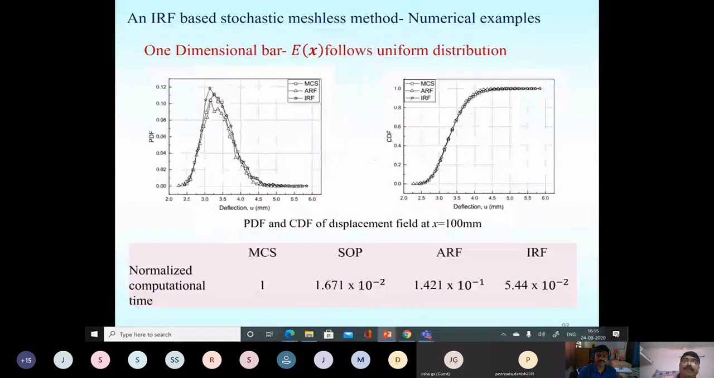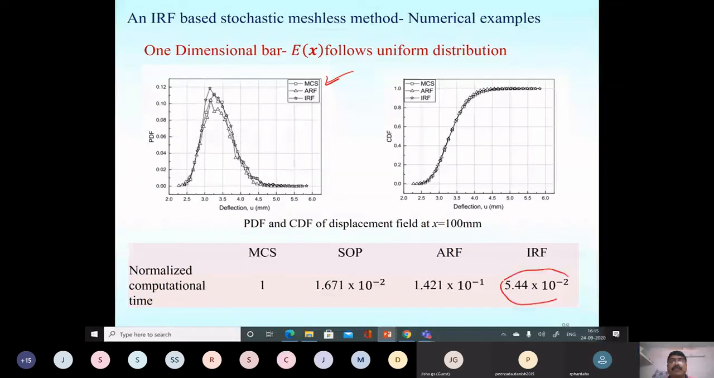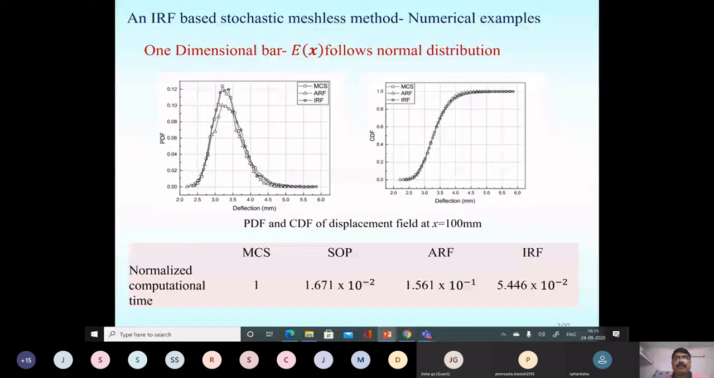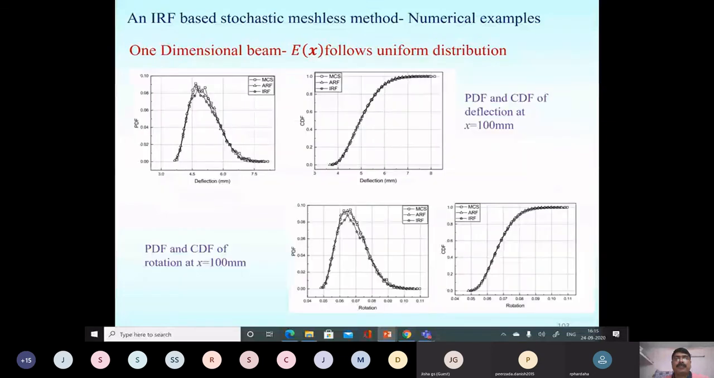I can get the PDF and CDF using this because we are using MCS, and it matches well with the MCS. One of the interesting observations is the time. The computation time is also very less compared to MCS, and it's comparable with the perturbation technique. That is the beauty. It's comparable to perturbation and gives me all the probabilistic characteristics. So we extended this work for different problems, in fact beams, and in all the cases we could get matching results, and we were able to get accurate results or the best results so far.